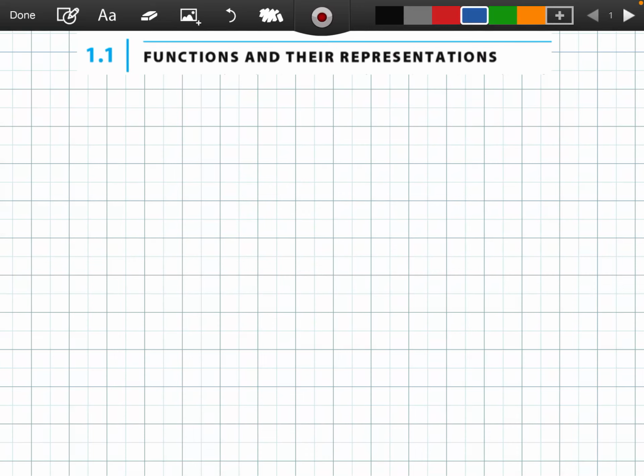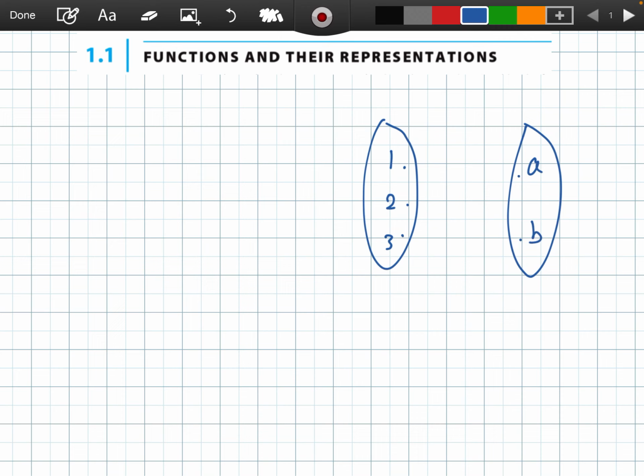The best way to start the lesson about functions is to take the arrow diagram of a relation. So let's say we have the two sets. In the first set, we have the numbers 1, 2, and 3. In the second set, let's say we have A and B. The relation name is F between the two sets, and is defined as the following.